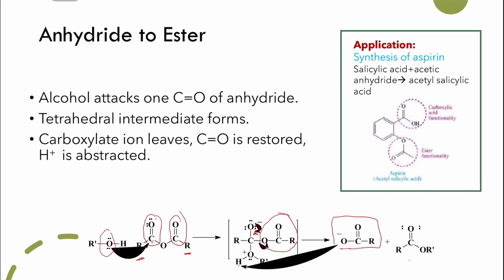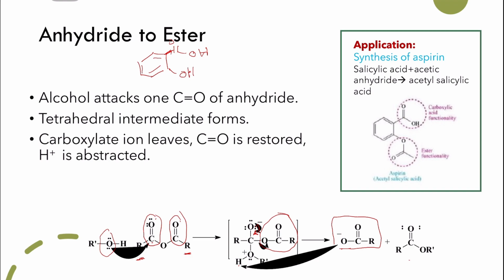So this is the structure of salicylic acid. It has a carboxylic acid group, and it has an OH, a phenolic group. When an OH is attached to an aromatic moiety or aromatic derivative, it's called phenolic. It's not called alcoholic, but it has similar properties to an alcohol.